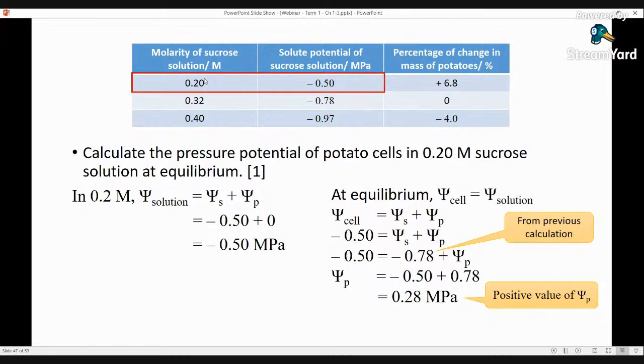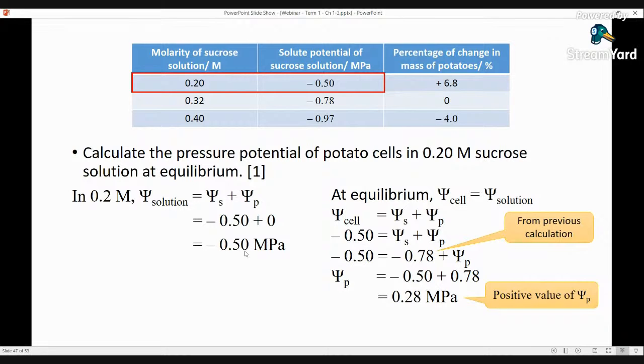Then they ask you to find the pressure potential. The calculation actually is quite easy. In 0.2 molarity, we look at the solution only. The water potential in the sucrose solution is equal to the solute potential plus pressure potential. From the data, we know the solute potential is negative 0.5, and the pressure potential is 0 in any solution because there is no cell wall. So the water potential for the 0.2 molarity solution is negative 0.5.